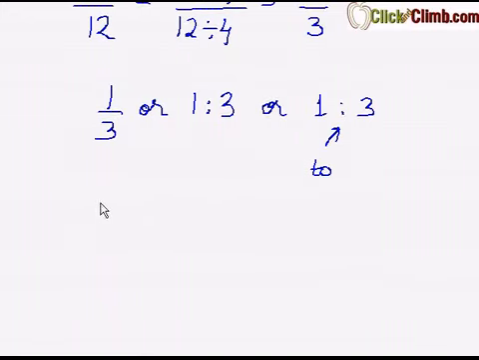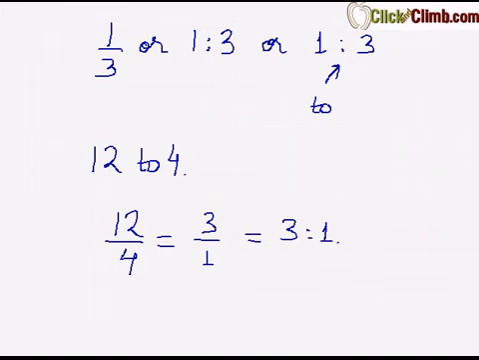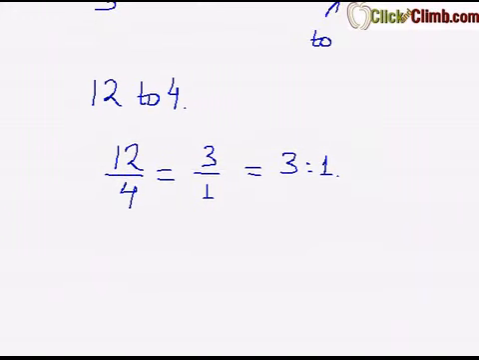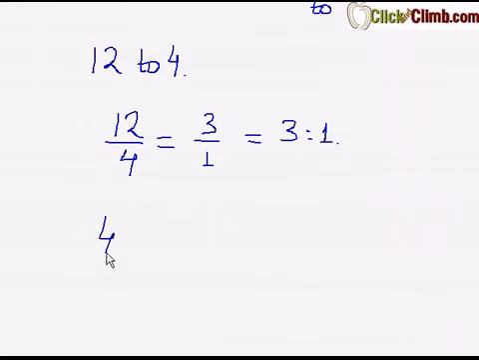Now instead of 4 to 12, if I had 12 to 4, would the ratio be the same, 1 to 3? Let us see. In the previous example I had 4 to 12, so I got the answer 1 to 3. But if I have 12 to 4, then the ratio is 12 over 4. I reduce this fraction to get 3 over 1, which is written as 3 is to 1. So 1 is to 3 and 3 is to 1 are two different things, not the same thing. The order does matter while calculating ratios. So 4 to 12 and 12 to 4 are two different things.